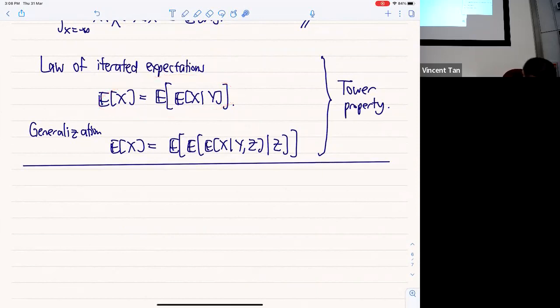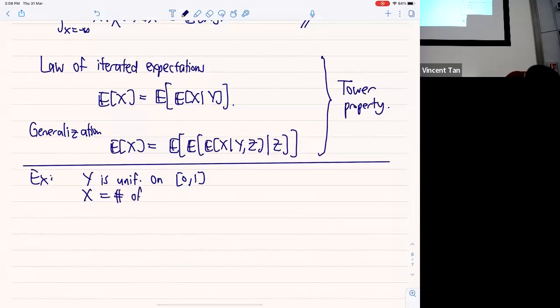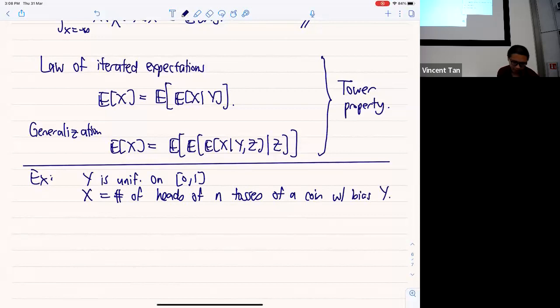All right. So let's consider that particular example in which Y is uniform on 0, 1, and X is the number of heads of n tosses of a coin with bias Y. Okay, so that was a continuation of the previous example. In the previous example, we showed that the expectation value of X given Y is actually n times Y.